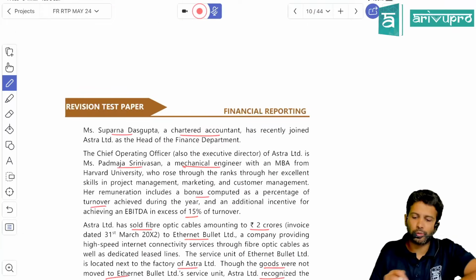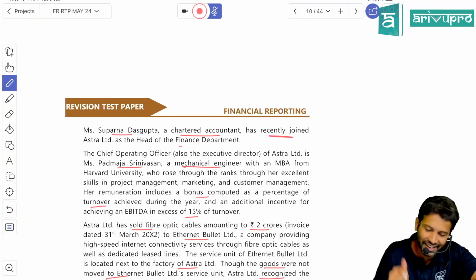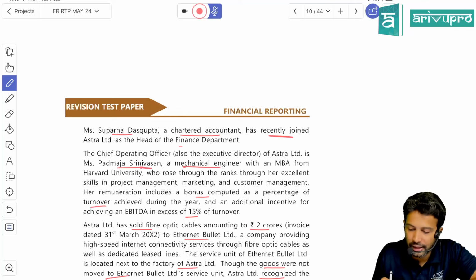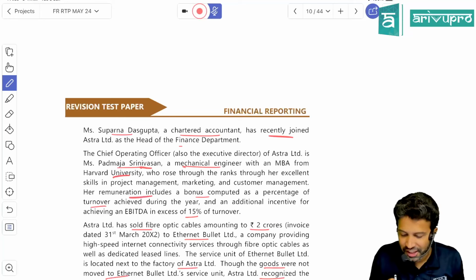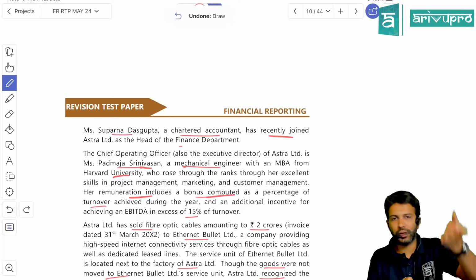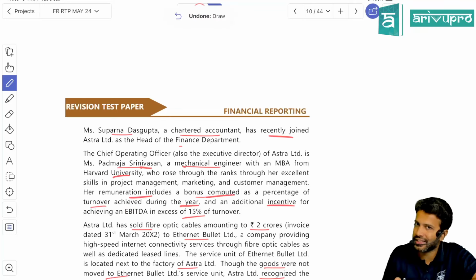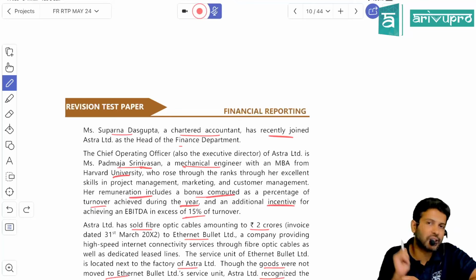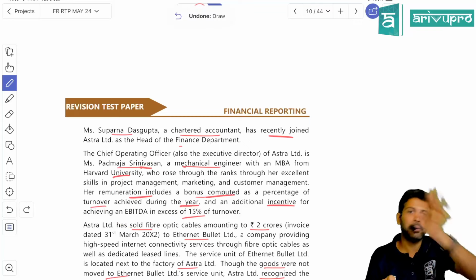Now, Ms. Suparna Dasgupta is a CA. She has recently joined Astra as the head of the finance department. The COO, Chief Operating Officer, who is also the Executive Director of Astra, is Padmaja Srinivasan, a mechanical engineer with an MBA from Harvard. Her remuneration includes a bonus computed as a percentage of turnover achieved during the year, and an additional incentive on achieving an EBITDA, earnings before interest, tax, depreciation and amortization, in excess of 15% of the turnover. That means her motto is to increase the revenue. If revenue increases, obviously this director will get more incentive.